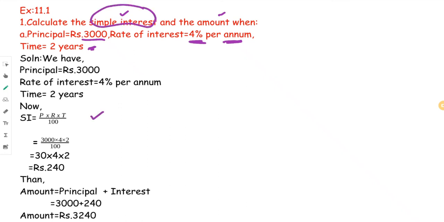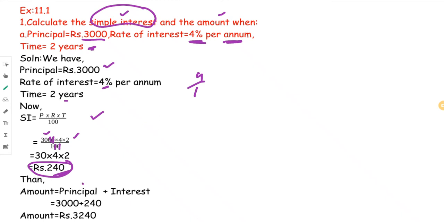Like I said, the formula is pretty simple, PRT by 100. Principal is how much? Principal is 3000, right? Rate of interest is 4%. 4% means 4 by 100, right? So you can see 4 by 100. And then the time period is 2 years, so you can see 2 here. Cancel the zeros, we're going to have 30 into 4 into 2. When you multiply, you're going to have 240, our SI, right? The interest is rupees 240. So let's see the total amount we're supposed to pay back at the end of 2 years.